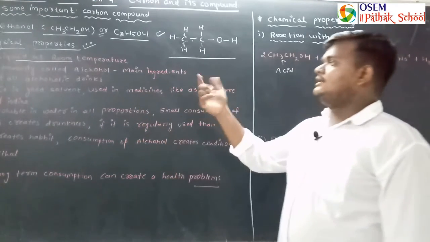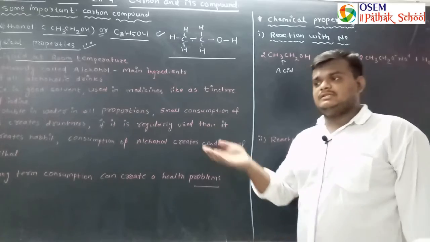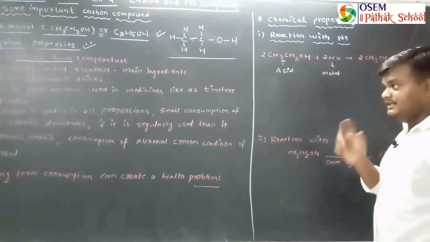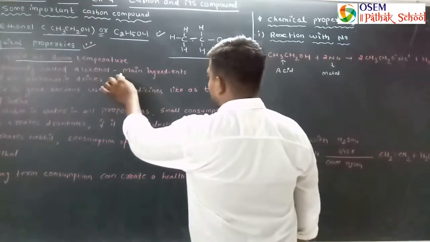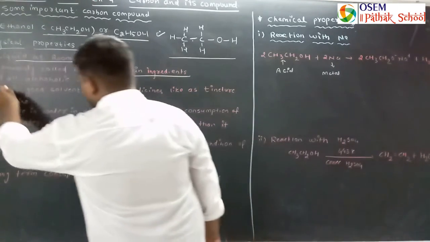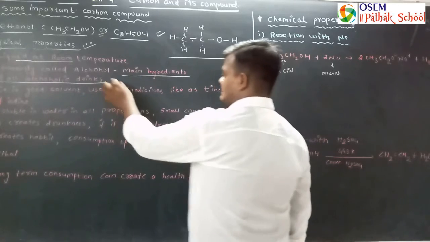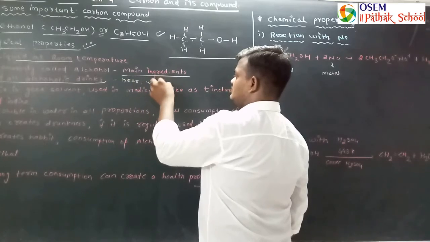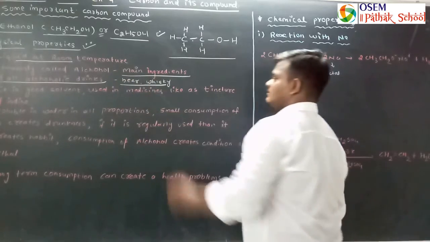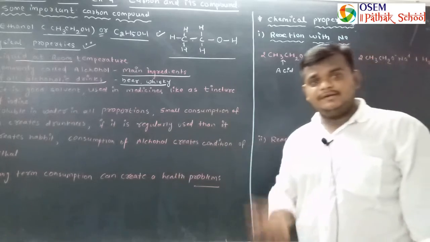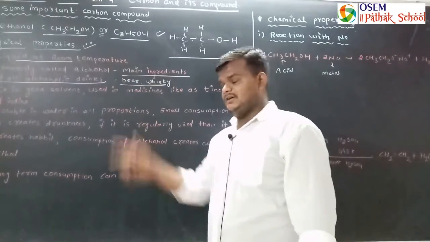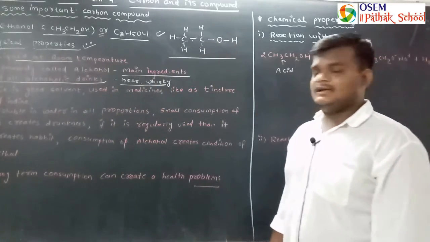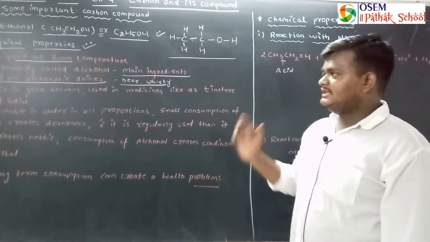It is commonly called alcohol. Ethanol is generally known as alcohol, and it is the main ingredient of all alcoholic drinks like beer and whiskey. These types of alcoholic drinks contain a portion of ethanol. So it is the main ingredient of all alcoholic drinks. This is the second physical property.